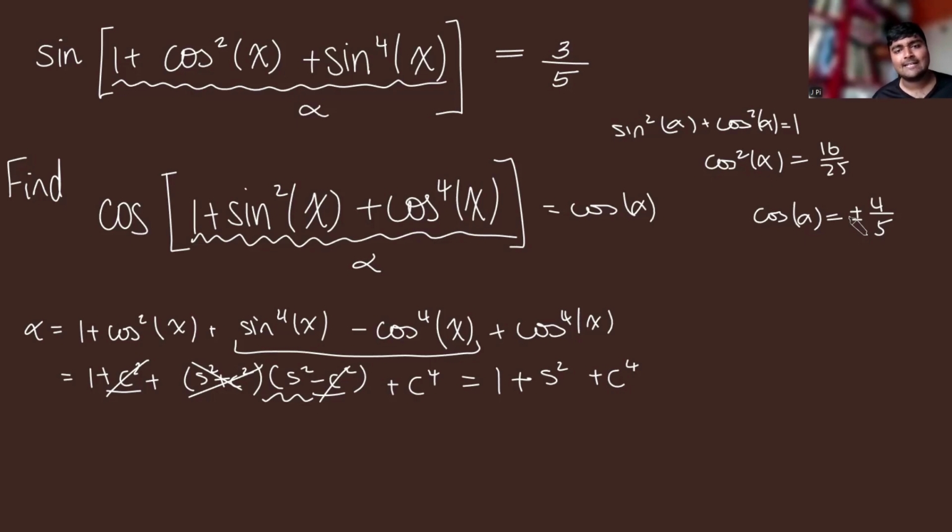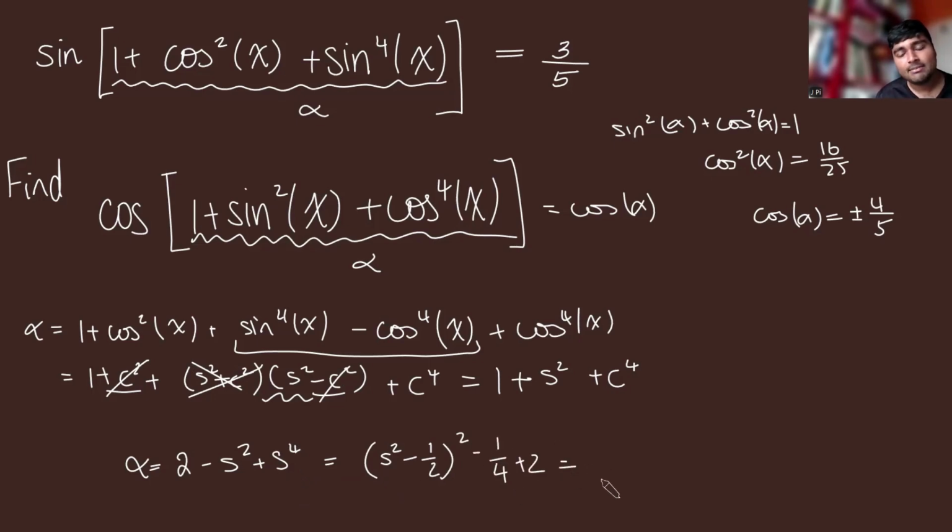The question is, which one is it and why? We can actually work that one out as well. Let's look at what alpha is, and it doesn't really matter which definition we use. Let's use the original one: 1 plus cos²x plus sin⁴x. So cos²x is the same as 1 minus sin²x. So I can write this as 2 minus sin²x plus sin⁴x. Okay, and if I just complete the square on this, this is going to be s² minus a half, squared, and then minus 1/4 plus 2. Simplifying that, it's 7/4. Great, so we know that alpha is at least 7 over 4.